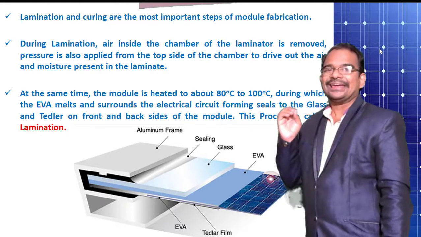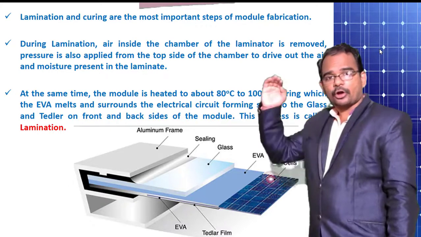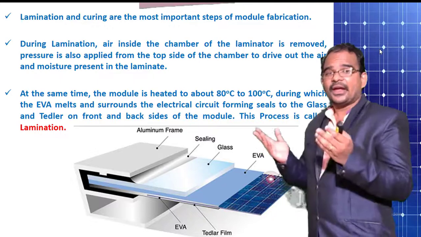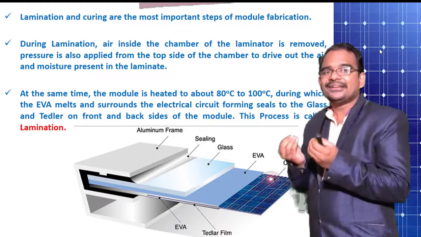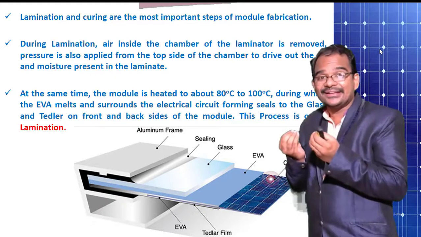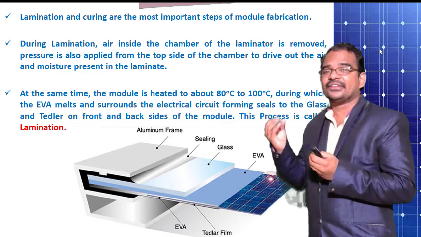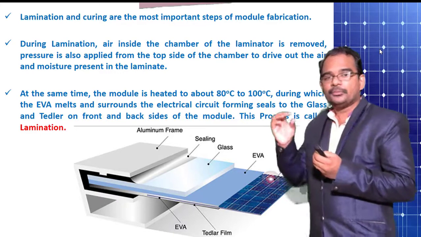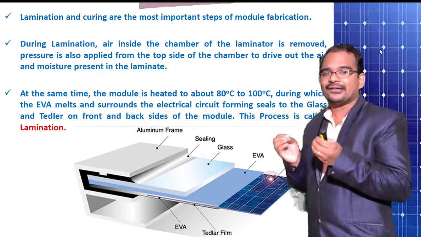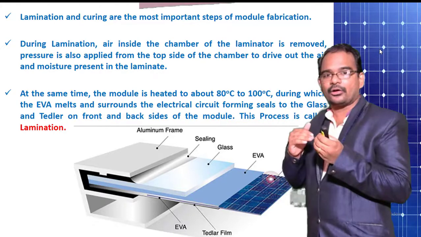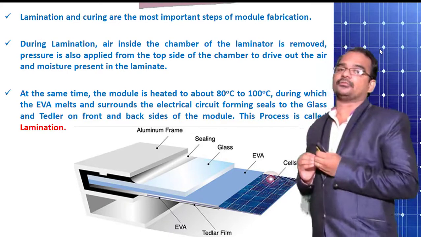During lamination, air inside the chamber of the laminator is removed, right? Pressure is also applied from the top side of the chamber to drive out the air and moisture present in the laminate. At the same time, the module is heated to about 80 to 100 degrees centigrade, during which the EVA, that is ethyl vinyl acetate, an encapsulant sandwiching the PV module, melts and surrounds the electrical circuit, forming the seals to the glass at the top side and Tedlar on the rear side of the module. This process is called lamination.